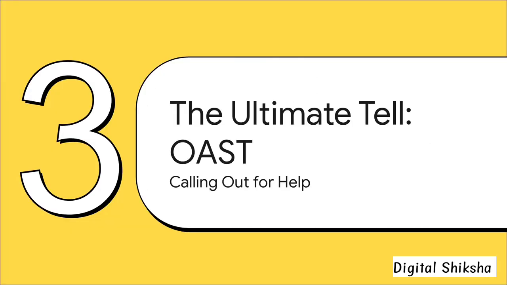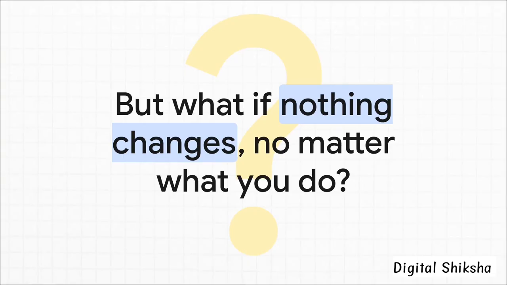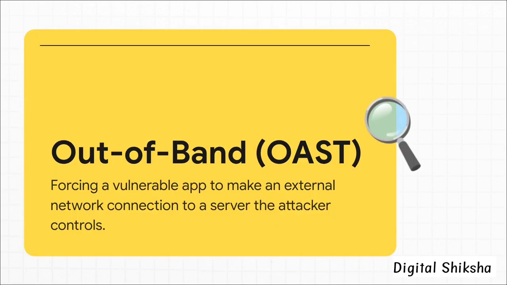And this brings us to the most powerful technique, the one that works even when the application is a complete black box and all the other methods have failed. It's called out-of-band application security testing, or OAST. So, what happens when nothing works? I mean, no response changes, no errors, no time delays. Maybe the query is running on a separate thread, so you can't even see its effect. The attacker is truly blind now. Or are they? The solution is OAST.